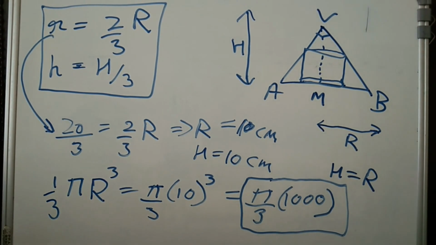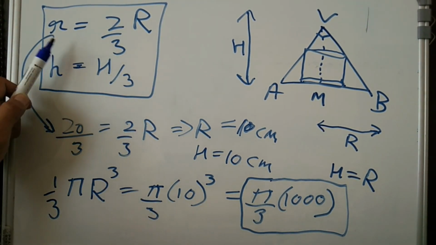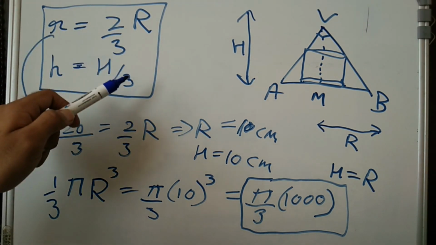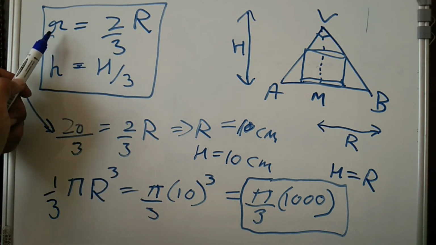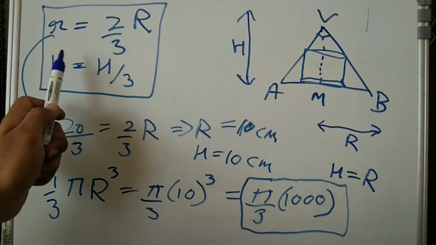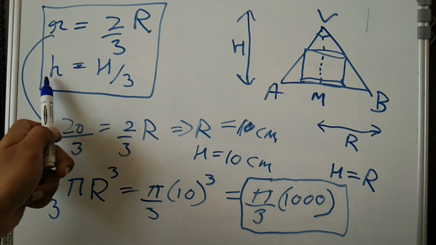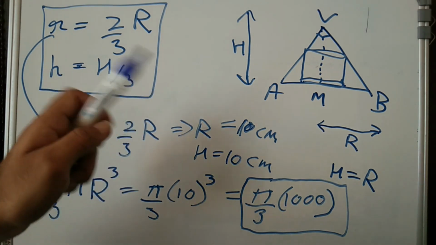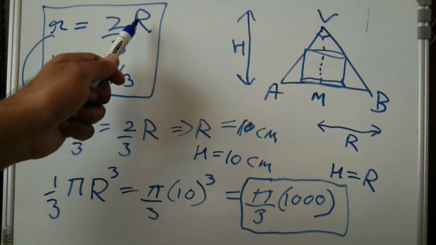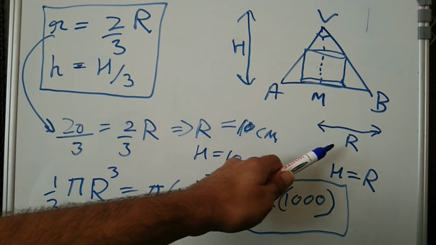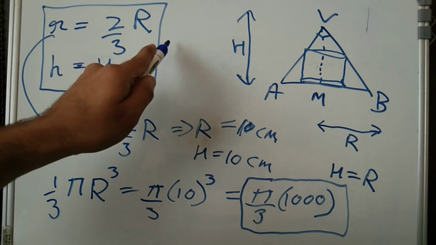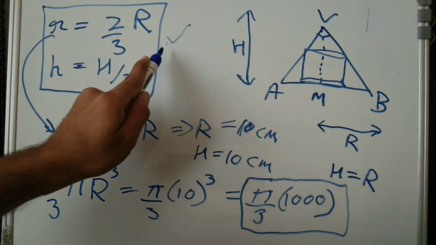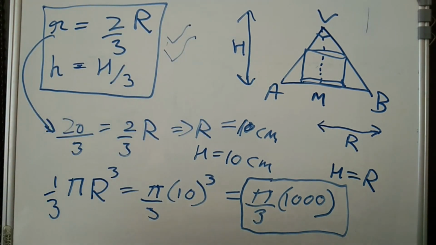So I just discussed this question to realize this relation, that small r is equal to 2/3 of capital R and height is equal to capital H by 3. Small r is the radius of the cylinder and small h is the height of the cylinder, whereas capital R is the radius of the cone and capital H is the height of the cone. So at the end of the day we need to remember this formula. Let's see the next question.